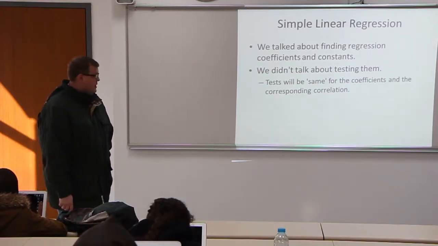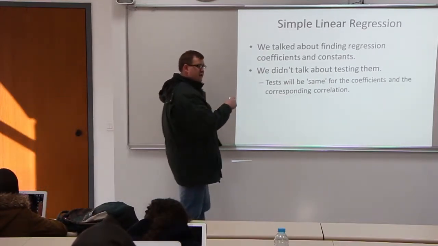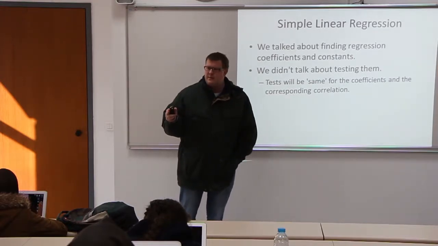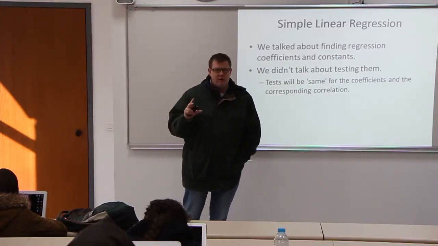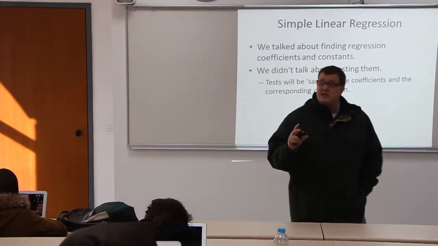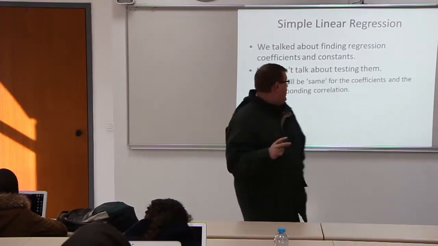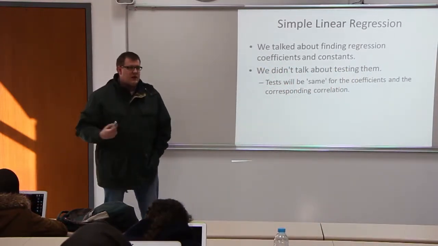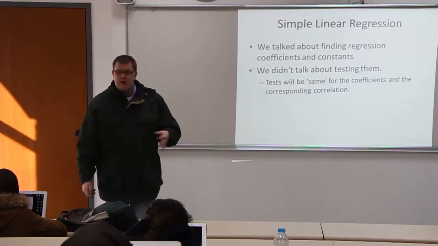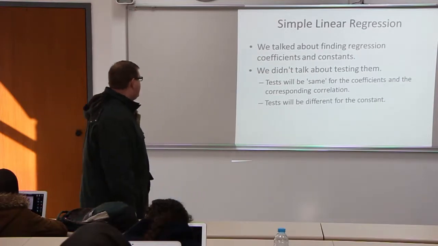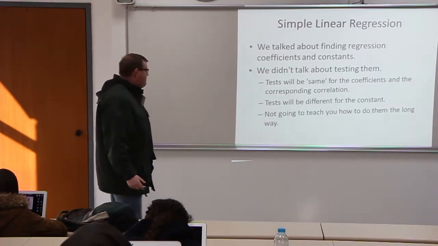Now, the cool thing is that the tests for the coefficients, the coefficients are they the slopes or the intercepts? The regression coefficients. The coefficients are the slopes. So, for the coefficients and the corresponding correlation, the tests that you get are going to be exactly the same. You will find the same p-values that you did. For the constant, it's going to be a bit different.